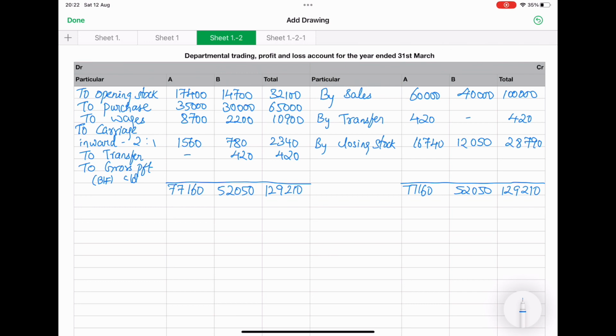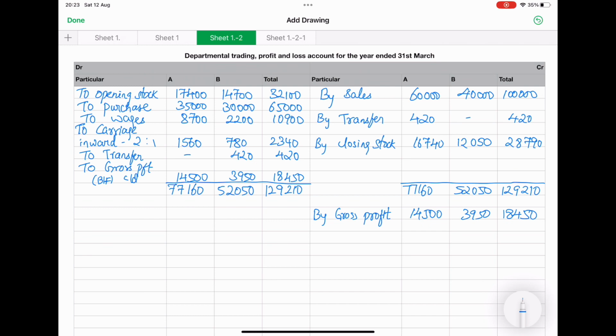Carried down. So 77,160 minus all the above expenses. So we are going to get 14,500, 3,950 and 18,450 as the total. So profit will be brought down here, gross profit carried down, brought down. 14,500, 3,950 and total 18,450.